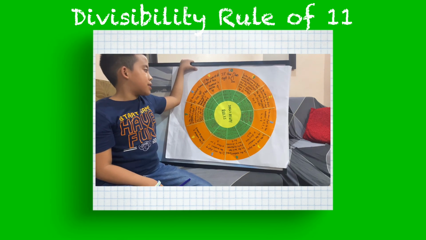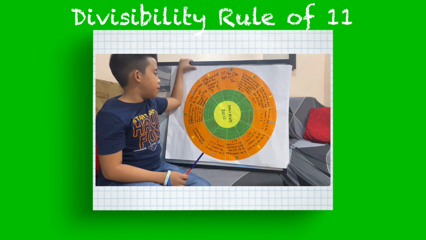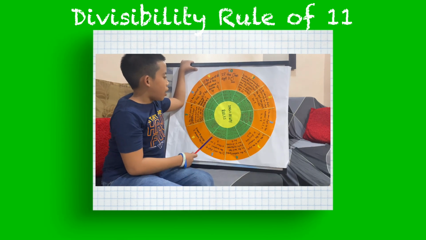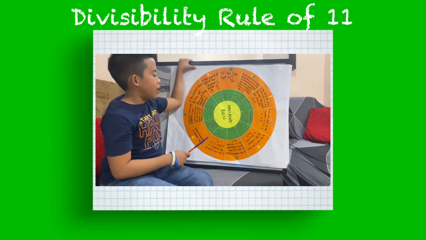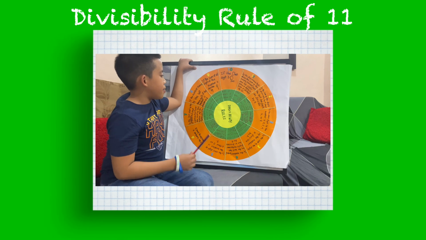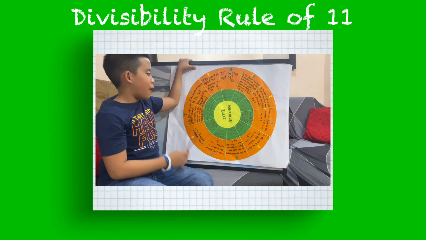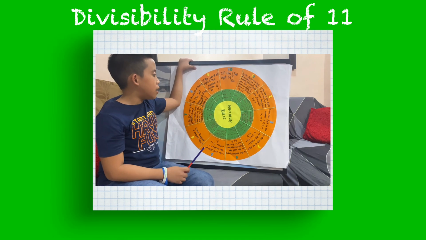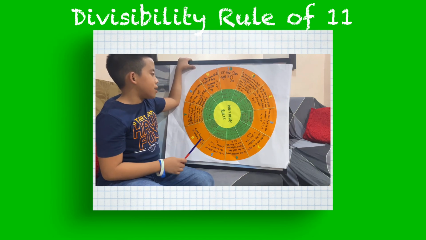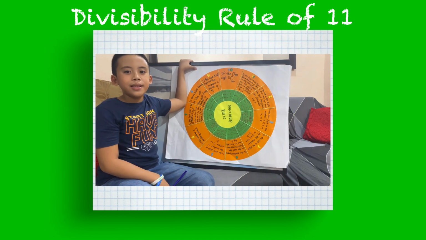The last example is 1,111. The even placed digits are 1 and 1, and 1 and 1 equals 2. And the oddly placed digits are also 1 and 1. And 1 plus 1 also equals 2. And 2 minus 2 equals 0. Therefore, 1,111 is divisible by 11.